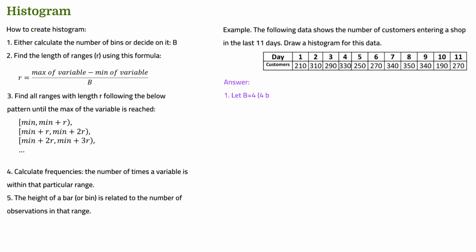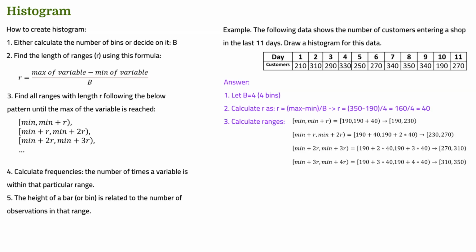Here's the answer. 1. Let B equal 4, so we have 4 bins. 2. Calculate R as max of variable minus mean, divided by B. Max is 350, mean is 190, divided by 4, which is 40.